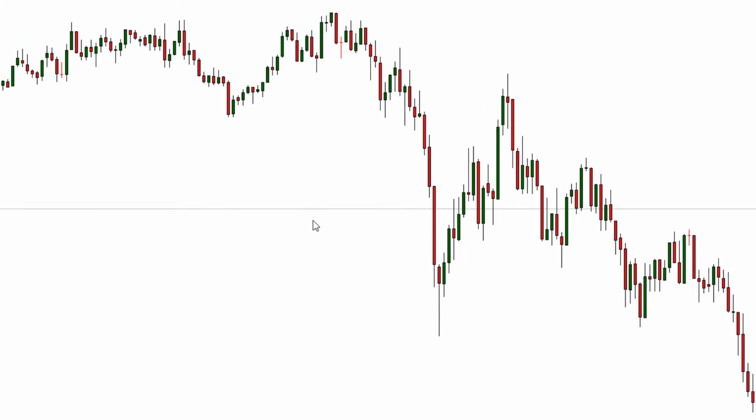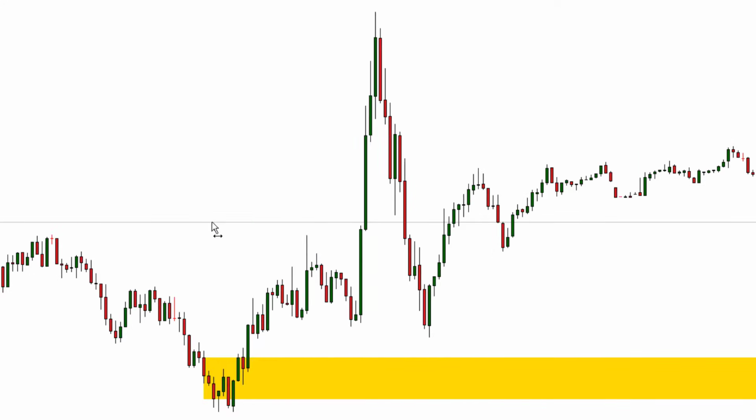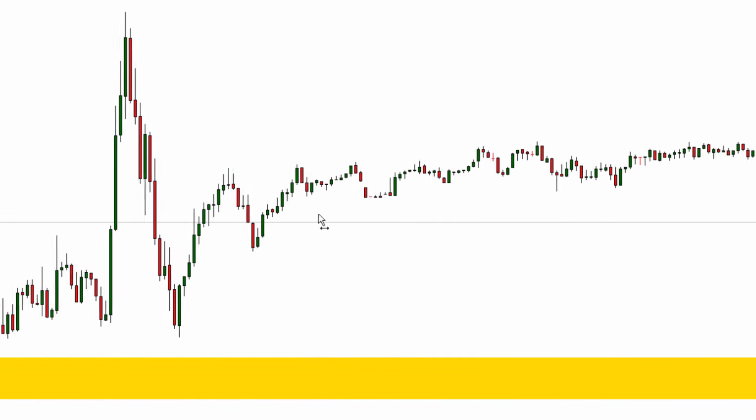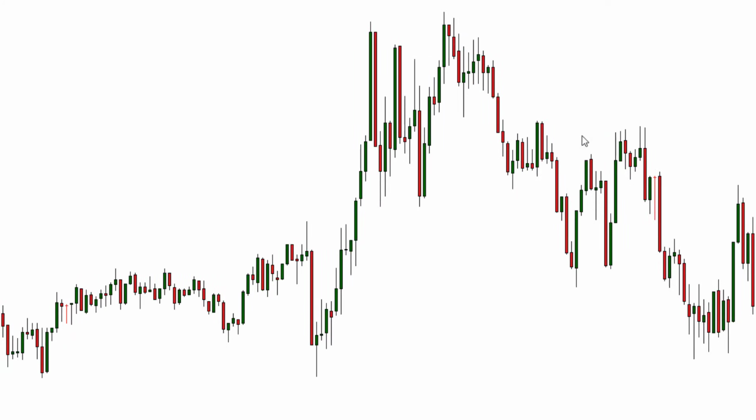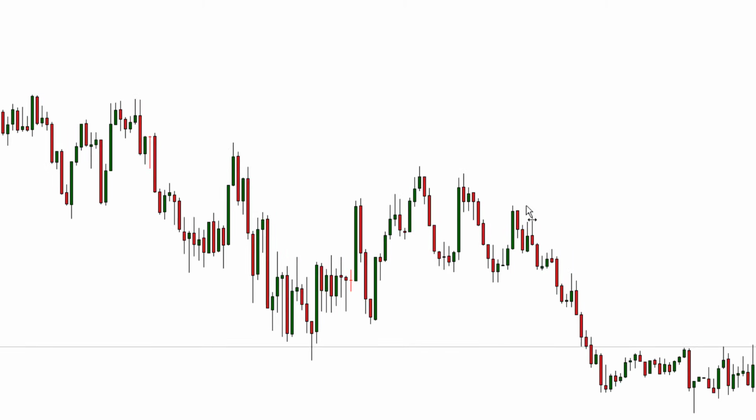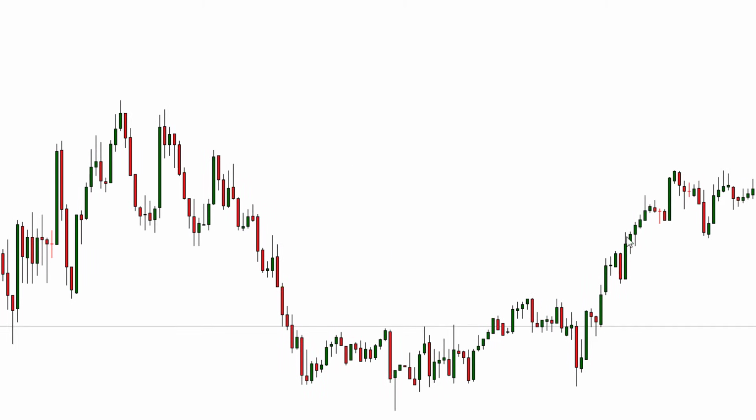So guys, this is all about rejection blocks. I hope you got value in this. If you have any question, let me know in the comments. I'll be right there to answer you. And if you want me to further explain it, I can make a different video showing you how to trade with rejection blocks and how you can literally identify them on a chart.